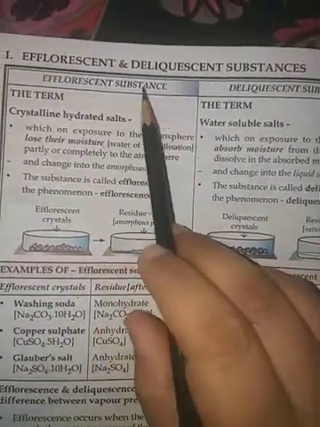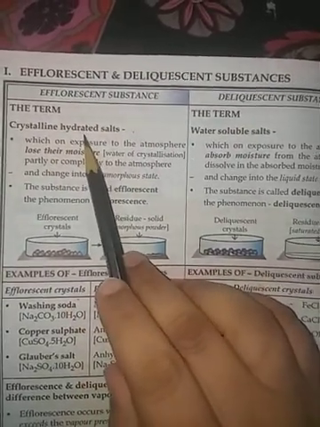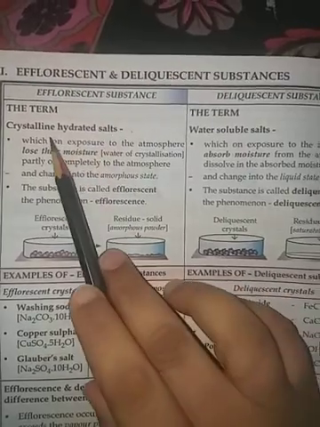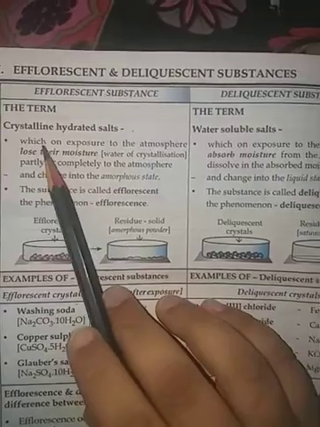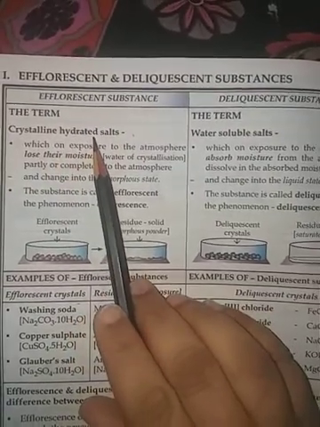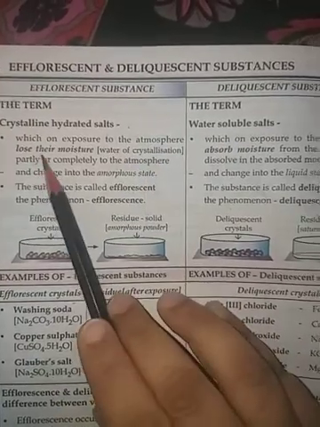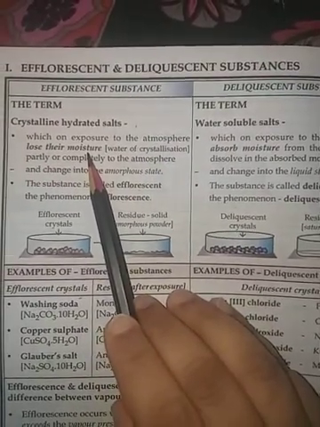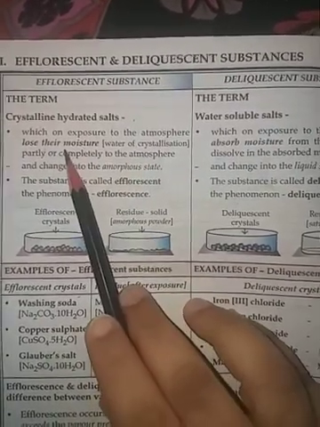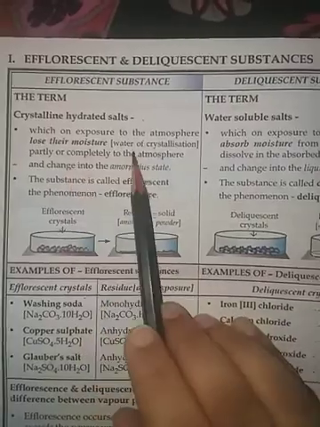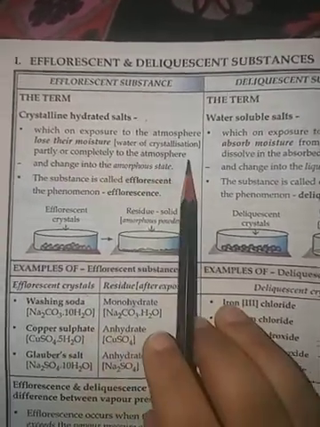See, efflorescent substance, the term refers to crystalline hydrated salts. Hydrated and anhydrous salts we have studied in our previous video. The crystalline hydrated salts which on exposure to the atmosphere lose their moisture. When they are kept exposed to the atmosphere, they lose their water of crystallization, which was earlier attached to them, either partly or completely, to the atmosphere.